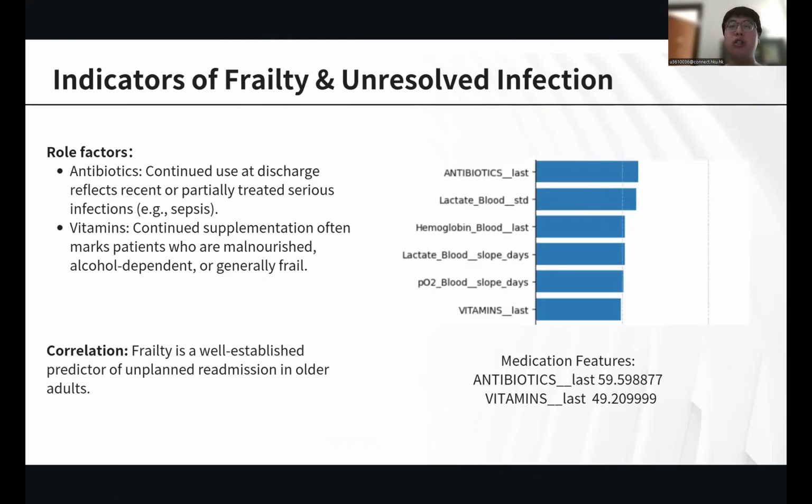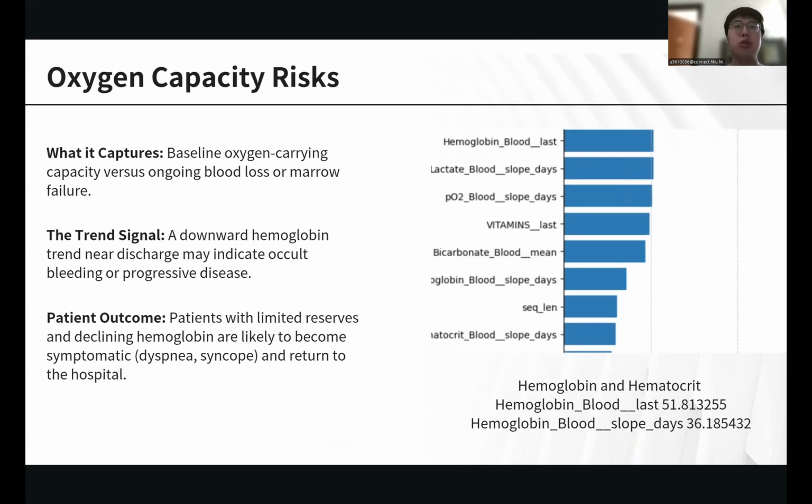Third, frailty. The model flagged specific medications. Antibiotics at discharge suggest a severe, partially treated infection. Vitamins were a strong predictor for malnutrition and general frailty. Finally, oxygen capacity. A downward trend in hemoglobin, even if the levels aren't critical yet, suggests occult bleeding or marrow failure. To conclude, our model succeeds because it acts like a clinician.